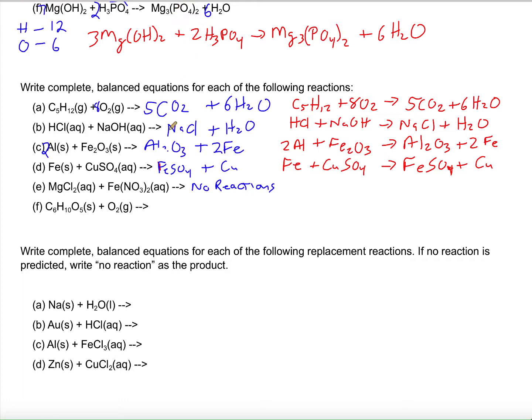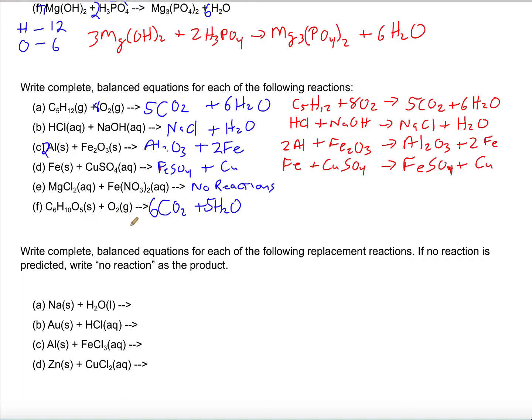So the last one we want to look at here, C6H10O5 plus O2, is going to yield, again, carbon dioxide, a combustion reaction, plus water. And all we have to do is balance it. So let's look at what we have here. We have 6 carbons, so we're going to need 6 carbons on this side. We have 10 hydrogens, so we're going to need 10 hydrogens on this side.